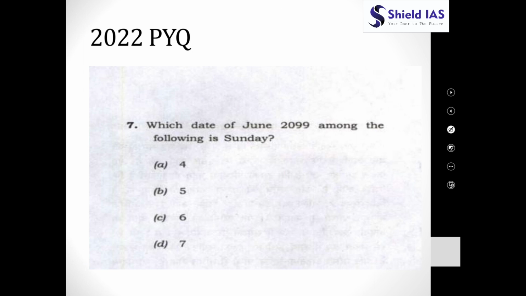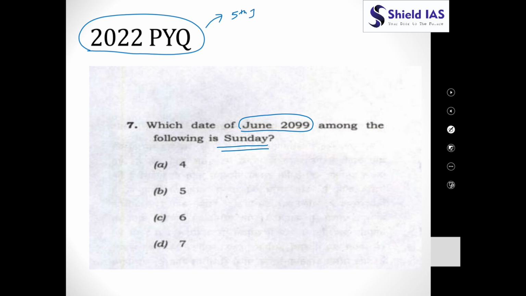Now this is the question which we will be discussing, and this is the most difficult question asked by the UPSC till date in the section of calendar. So what does it say? It says, which date of June 2099 among the following is a Sunday? As this was asked in the year 2022, the prelims of 2022 was on 5th June 2022.